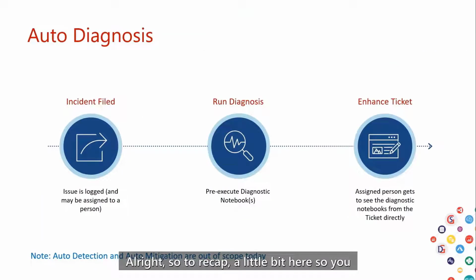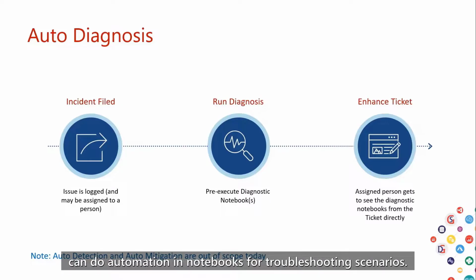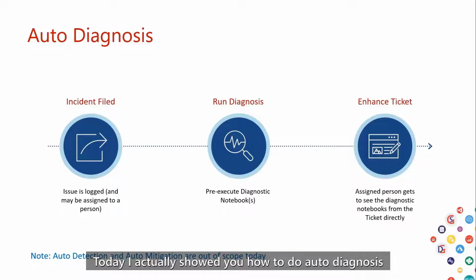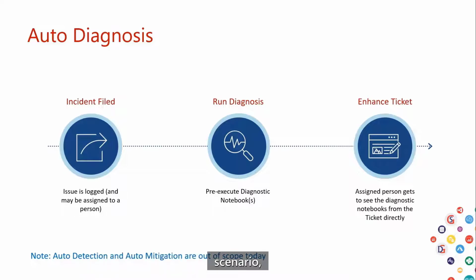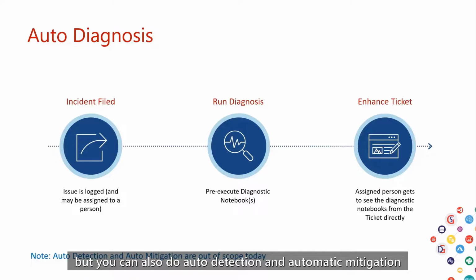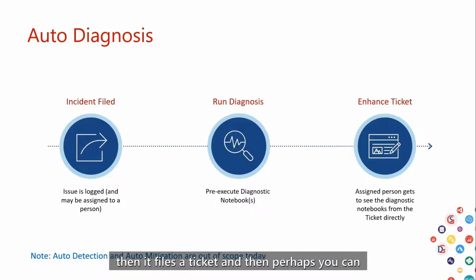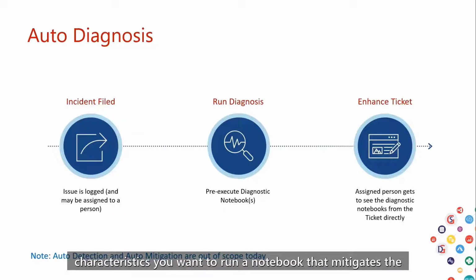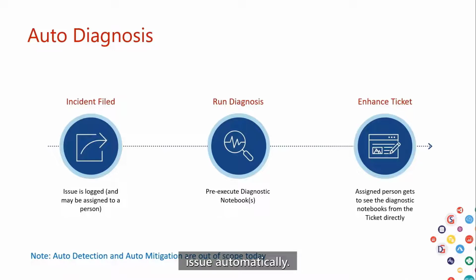All right, so to recap a little bit here, you can do automation in notebooks for troubleshooting scenarios. Today, I showed you how to do the auto diagnosis scenario, but you can also do auto detection and auto mitigation, which are out of scope today. Auto detection just runs on a timer, detects something, and then files a ticket. Perhaps you can also have the diagnosis as part of that ticket creation. And auto mitigation is, as the name suggests, if there is a specific ticket with specific characteristics, you want to run a notebook that mitigates the issue automatically.